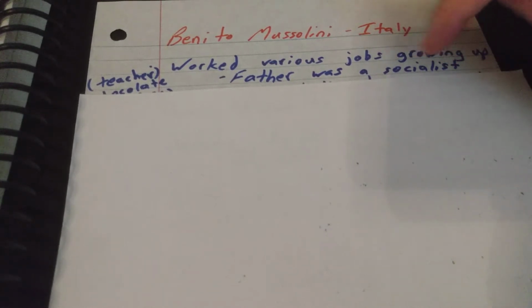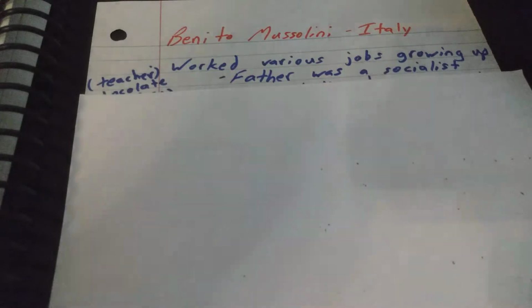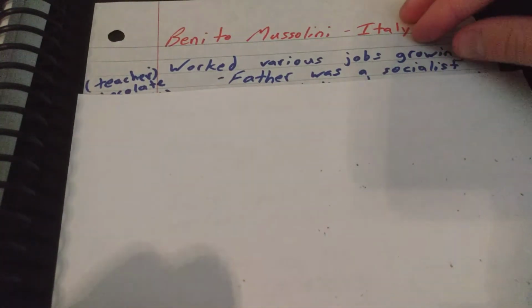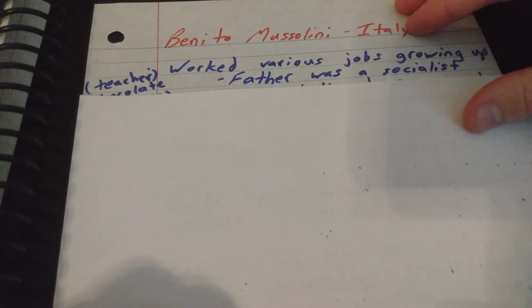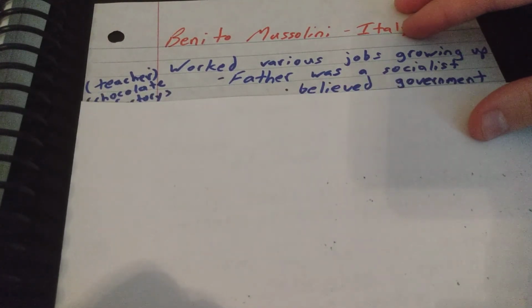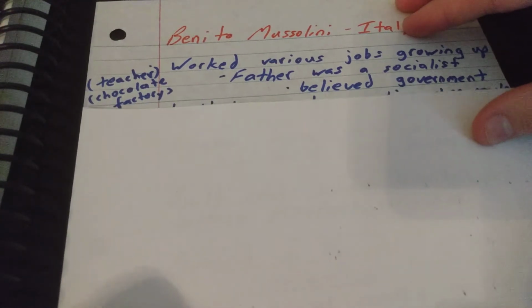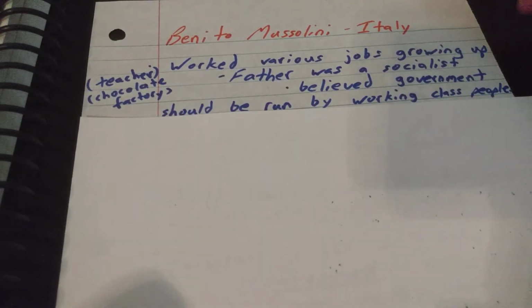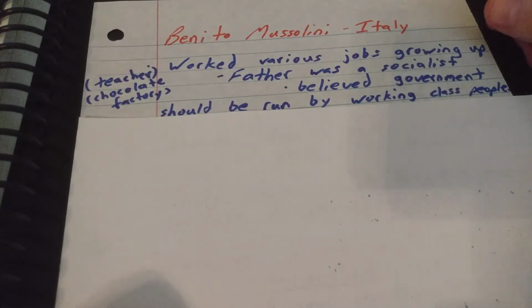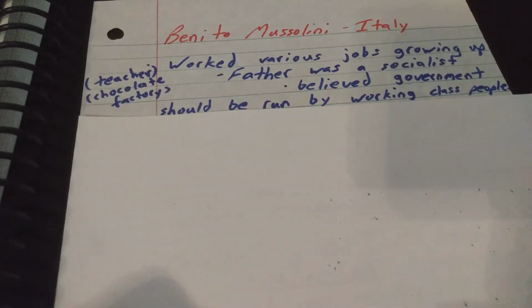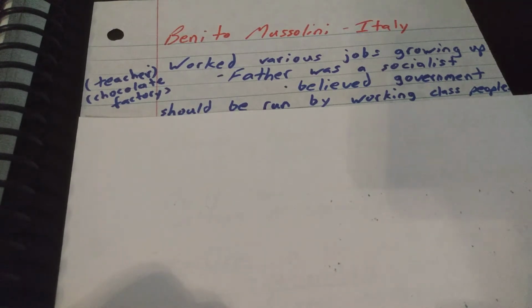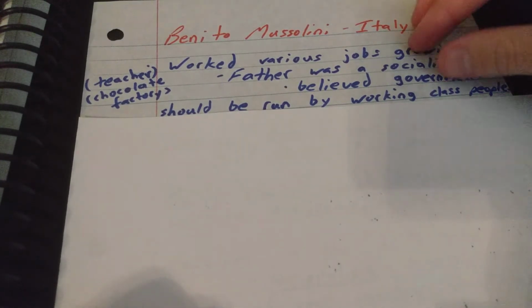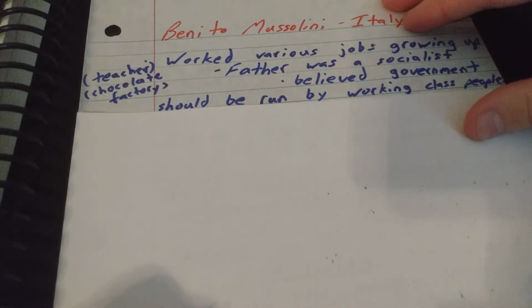There are different definitions of this word, socialist, but I'm just giving you one of the main definitions of it. And we've talked about that word before. And Benito's father, he believed that government should be run by the working class people. Again, that's another one of their beliefs. They think that the working class people should be the leaders of a nation or of a country, instead of politicians or really rich people. But I don't want to go too much into that.